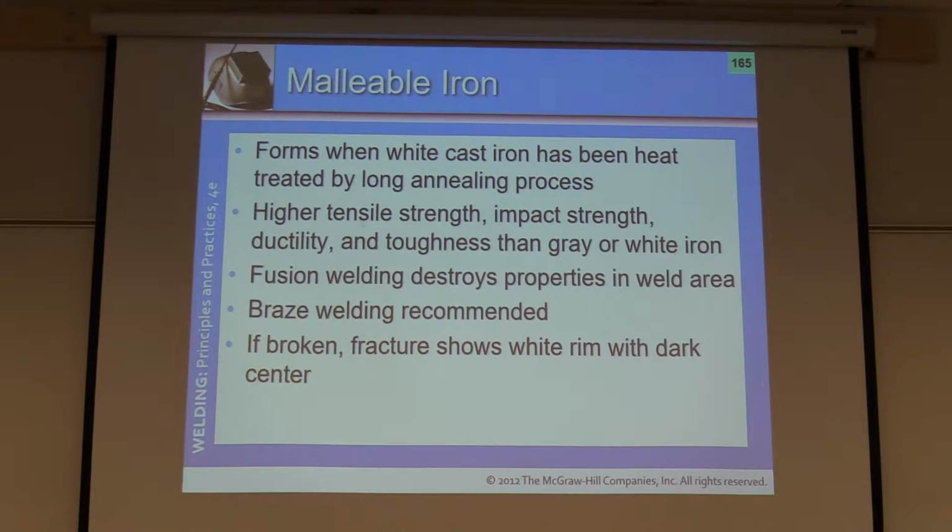Malleable iron forms when white iron has been heat treated by a long annealing process, so you gain tensile strength, impact strength, and toughness than gray or white iron. So right here's a really good option. You can use fusion welding with it. You can do braze welding. You can't use fusion welding, I'm sorry. It says it destroys properties in the welding. So brazing is the method you would want to use with malleable iron. If broken, the fracture shows a white rim with a dark center.